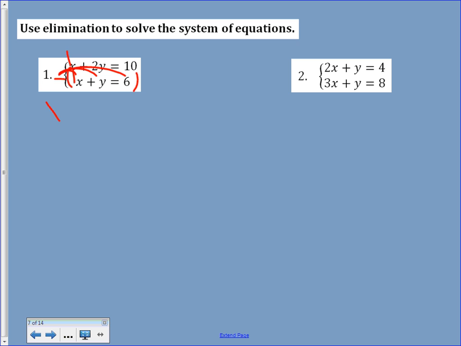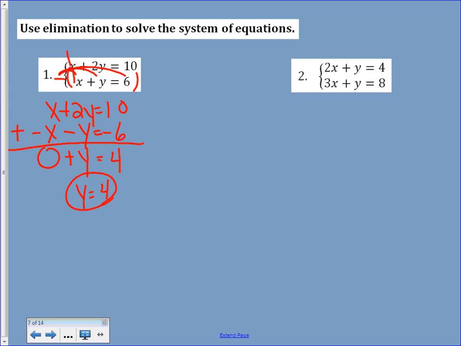And then I get a new system. I get x plus 2y is equal to 10. And then I get negative x minus y is equal to negative 6. Because I have the same coefficient and opposite signs, I can go ahead and add these two together. x minus x cancels out to 0. 2y minus y is going to give me a positive y. And then 10 minus 6 gives me 4. So now I know that y is equal to 4.